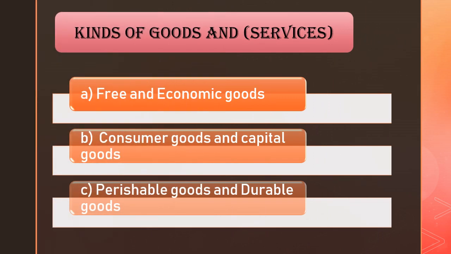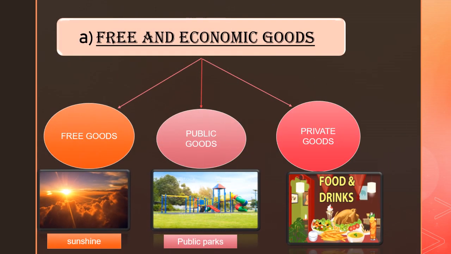So here are the types of goods and services. I listed three types basically: free and economic goods; second, consumer goods and capital goods; third, perishable goods and durable goods, which also includes semi-durable goods. The first point is free and economic goods, which is differentiated into three points: free goods, public goods, and private goods.